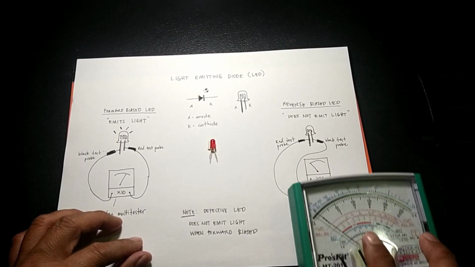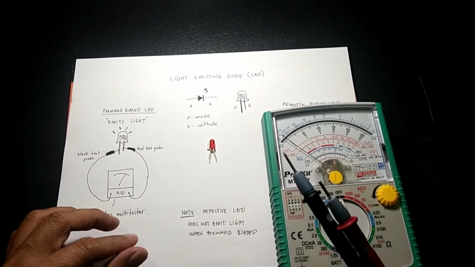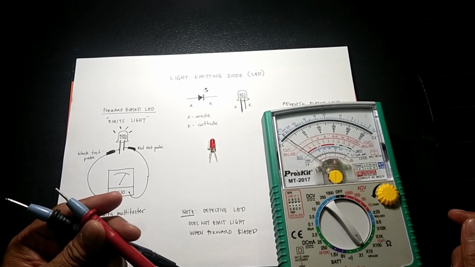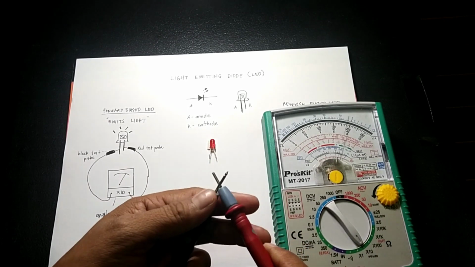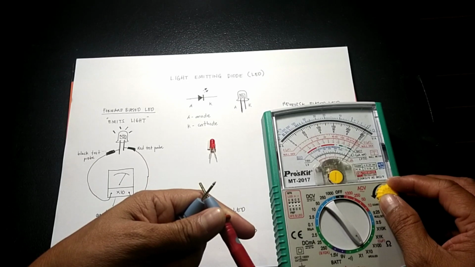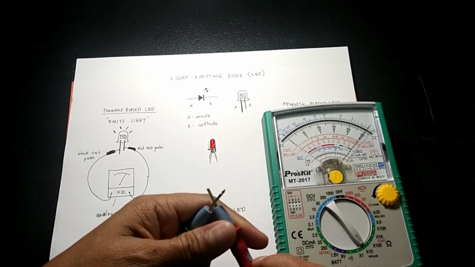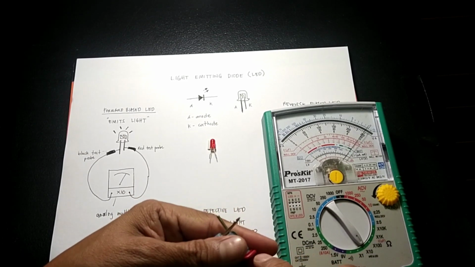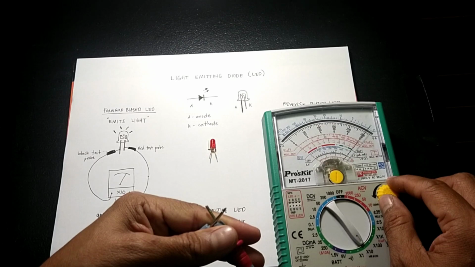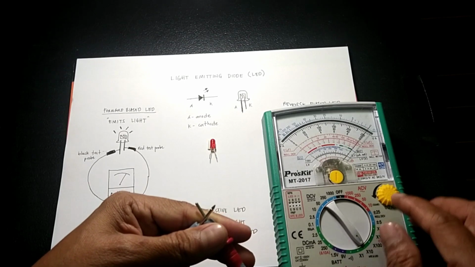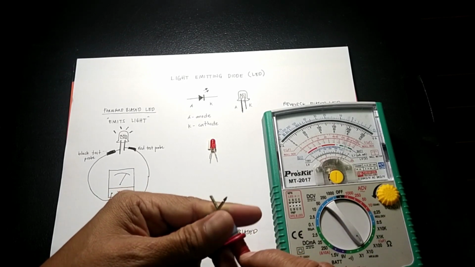Okay, let's now test the LED. We will use the analog tester. We will set it to times 10. Then we short the test probes, and then we adjust the 0 ohm adjuster. We set it to 0. The reason for that is for us to have a correct assessment, or correct interpretation, of the pointer deflection shown by the analog tester. So we already set the pointer to 0.